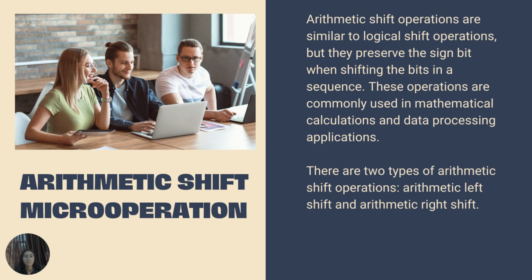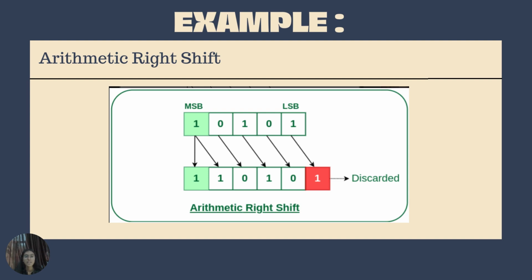Now let us see an example of arithmetic shift left. Here is the example of arithmetic shift left. So as and when we move towards the left side, there is no carry discarded.